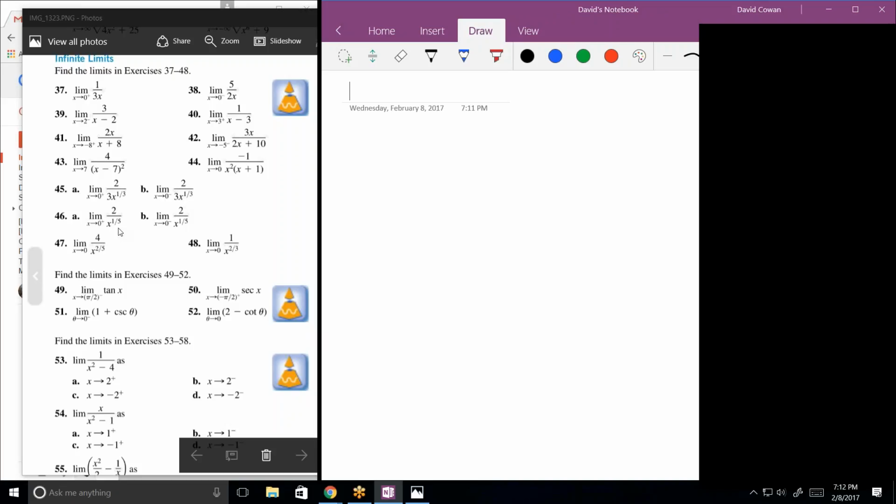How about 46? Infinity. 46b. Then would it be negative infinity because it's in the fifth? Because it's an odd root, exactly. In other words, whenever you take an odd root, whether it's cube, a fifth, a seventh, a ninth, it doesn't change the sign. Okay. 47.